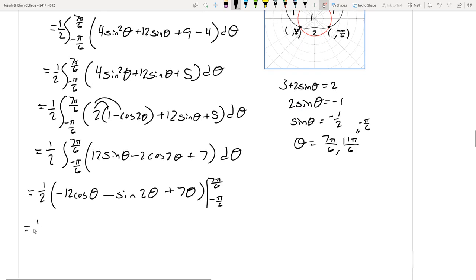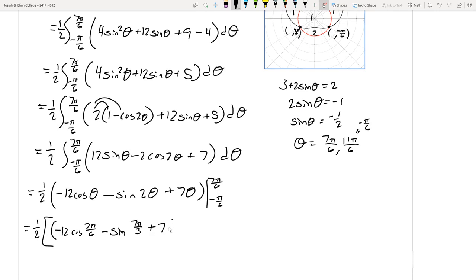And so let's work that out. We've got 1/2. Open up our brackets here. Open up parentheses. We'll plug in 7 pi 6. Negative 12 cosine 7 pi 6. And remember that 7 pi 6 is going to be in the third quadrant. We've already got that established. Minus sine of, but here's an issue. We've got 14 pi 6 here, which is going to be 7 pi thirds. Right, think about 7 pi thirds. That's going to be one full rotation, which is 6 pi thirds, and then an extra. So this is in quadrant 1.